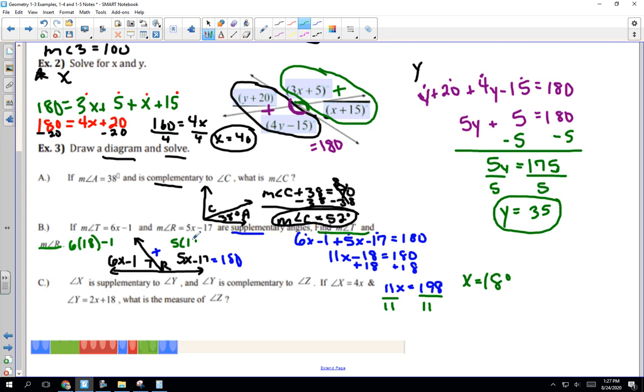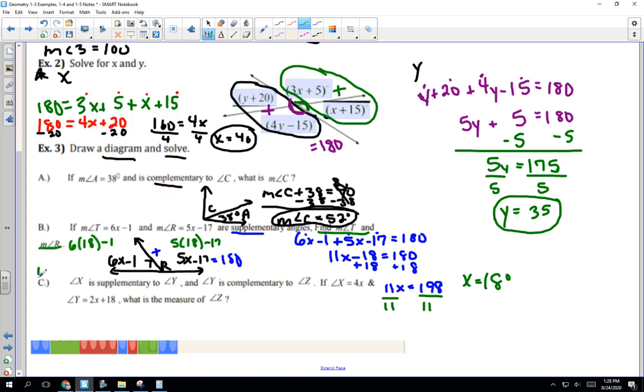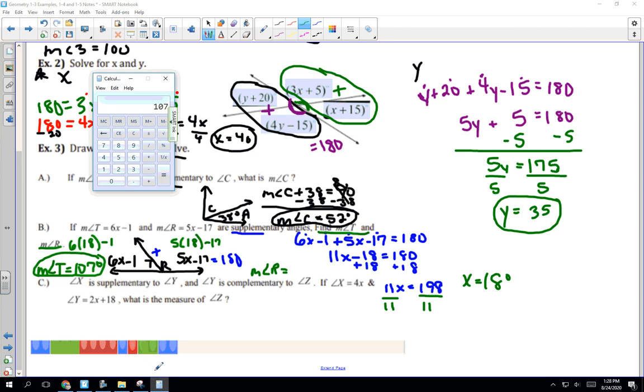5 times 18 minus 17. And we're going to get Mr. Calculator back out. 18 times 6 minus 1. So measure of angle T is 107. We should put degrees on there for fun. And then the measure of angle R is 5 times 18 minus 17, 73.